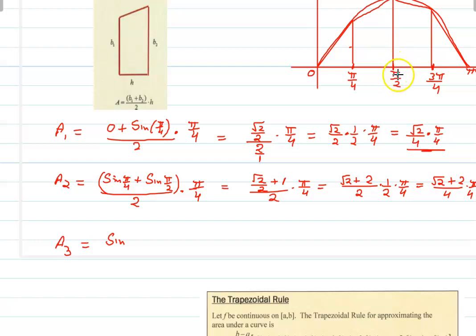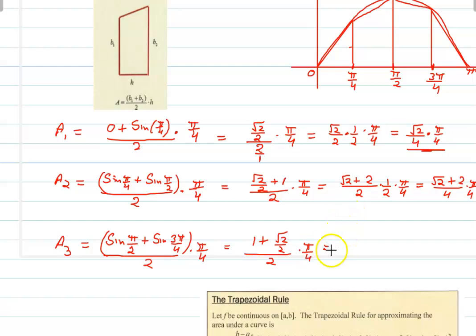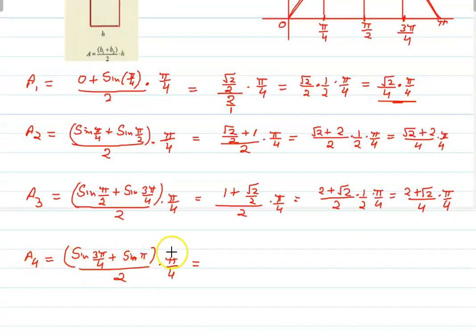So here the endpoints are pi over 2 and 3 pi over 4. So the sum of parallel sides would be the y values at these endpoints. So sine of pi over 2 plus sine of 3 pi over 4. The area of the fourth trapezoid would be sine 3 pi over 4 plus sine pi, all over 2 times the width. When we simplify it, we are going to get the same thing.